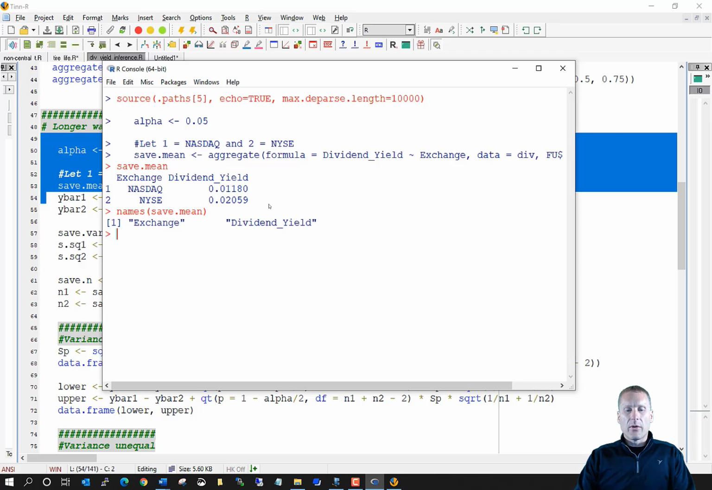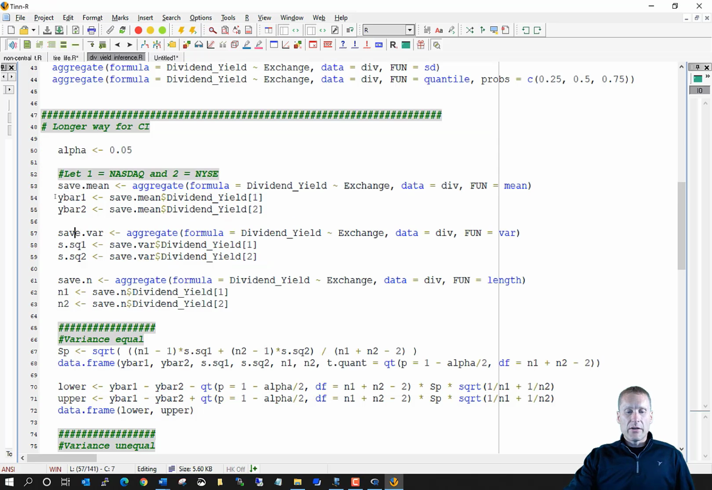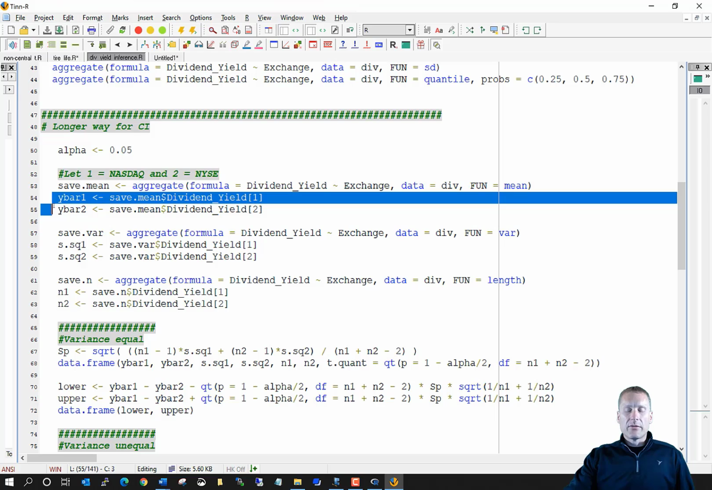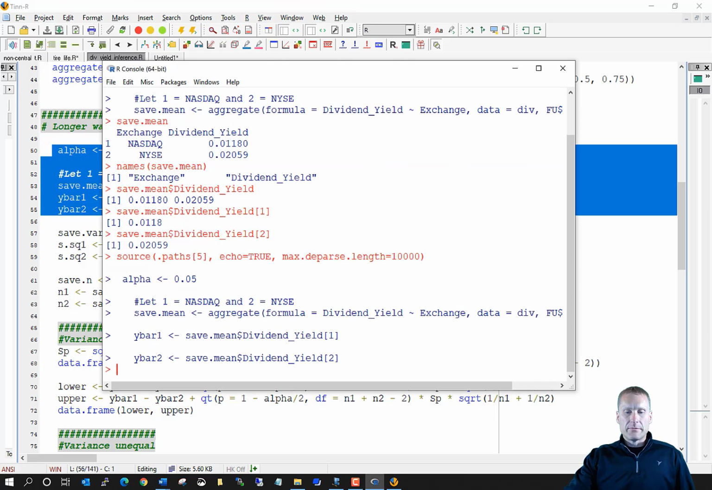Of course, I could use names on sample.mean. And so if I did sample.mean$dividend yield, look at how I can pull out those dividend yields. The first element is for NASDAQ. The second element is for the New York Stock Exchange. So let's pull those out and put them into objects called y bar 1 and y bar 2.